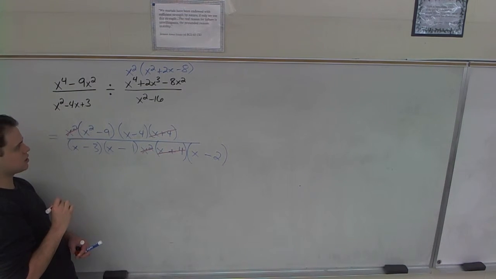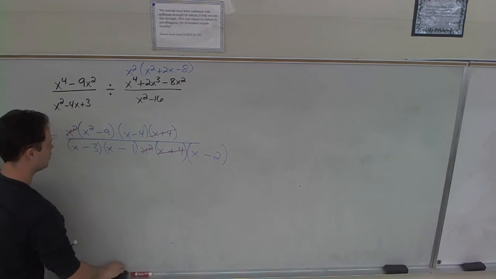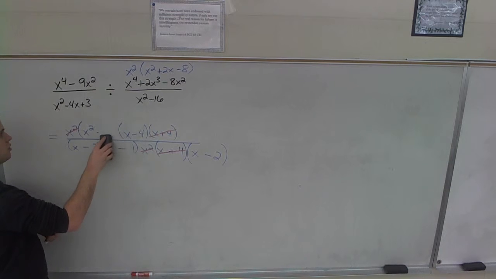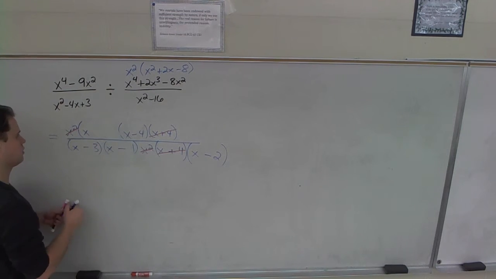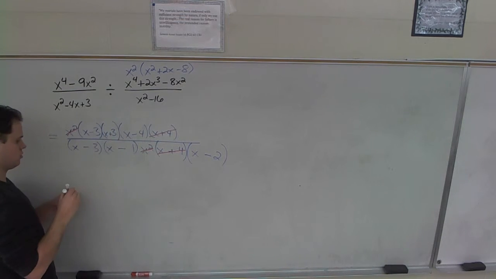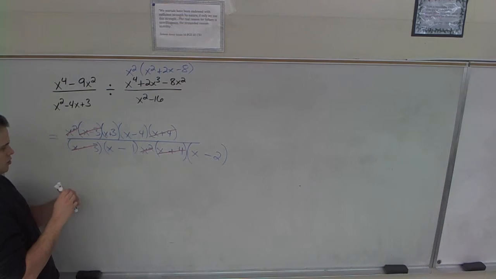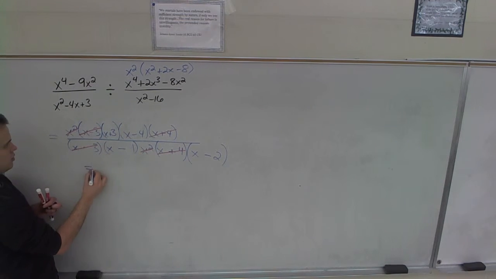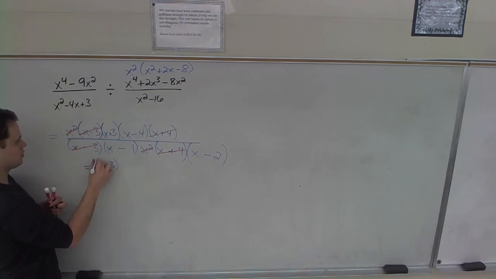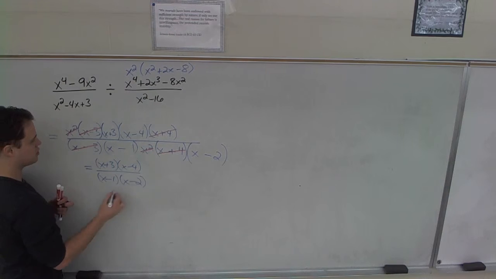I don't see anything else I can cancel right away, but oh, this is a difference of squares, so let's fix that. That's x minus 3 times x plus 3. And I think that'll let me cancel this piece. So what's left? On top we have an x plus 3 and an x minus 4 quantity, and on bottom we have an x minus 1 and an x minus 2 quantity.